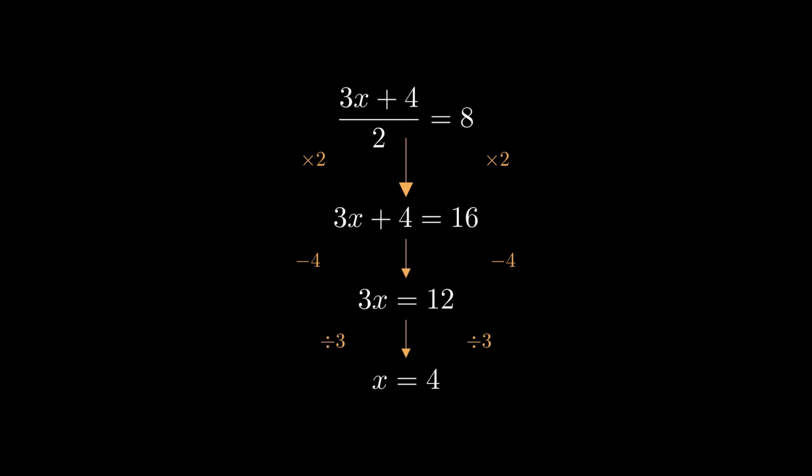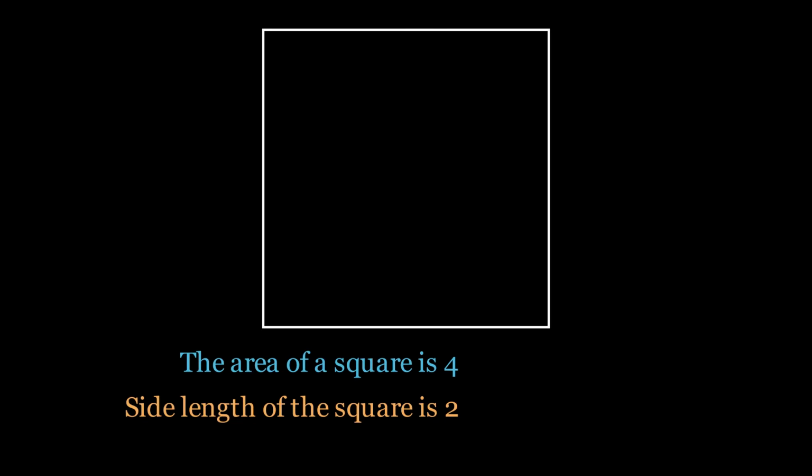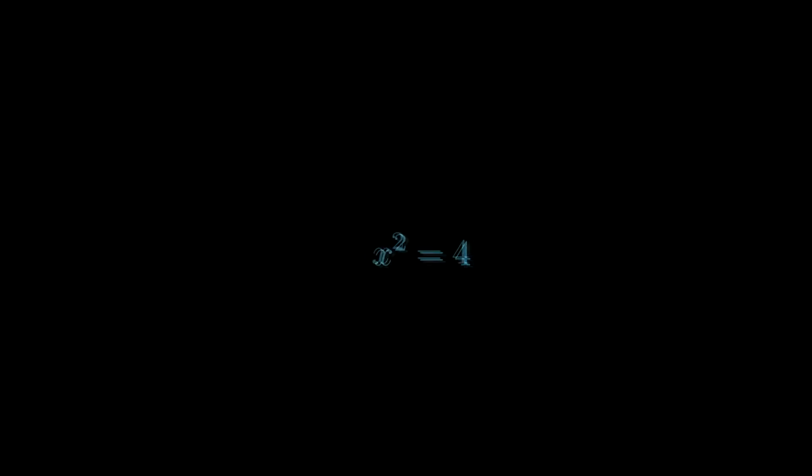Before algebra, a problem would have been written: the area of a square is 4, then the side length of the square is 2. The algebraic representation of this would be x squared is equal to 4, therefore x is equal to 2. Not only is algebra a convenient way of communicating mathematical ideas, but it separates mathematics from geometry.